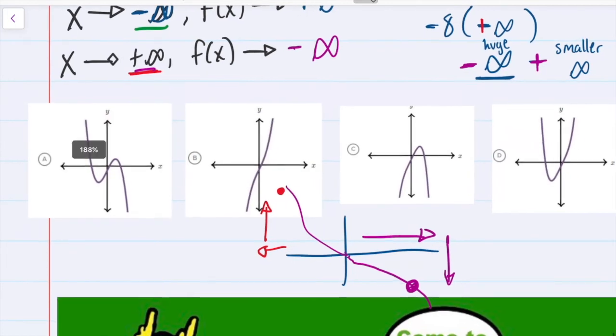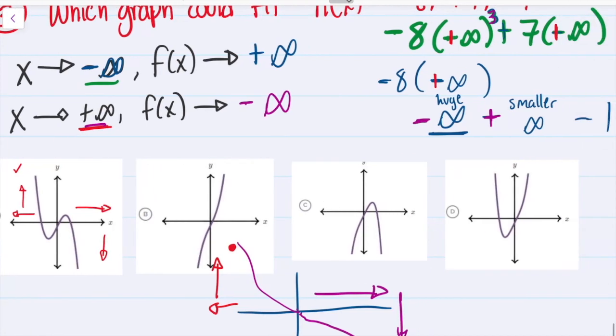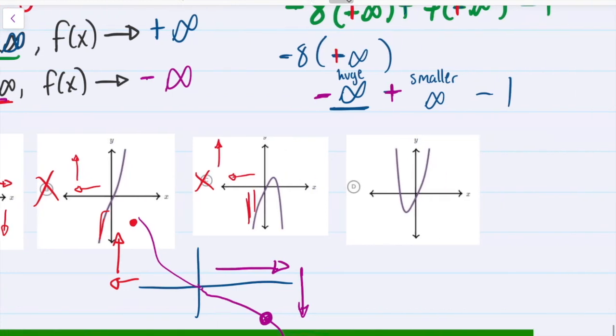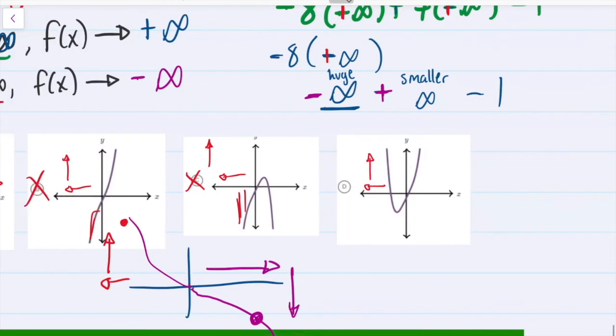So let's look at our multiple choices. When my x is negative, when I'm going to the left, is my y going up? That's good. Now, when my x is going right, is my y going down? Yes, it is. So that could be a good one. Let's keep checking. When my x is negative, is my y going up? Nope, it's down here. So this one's wrong. So is this one, because look, going left, going up? Nope, it's going down. What about this one? Going left? Yes. Going up? Hey, that's true. So we have two possible.